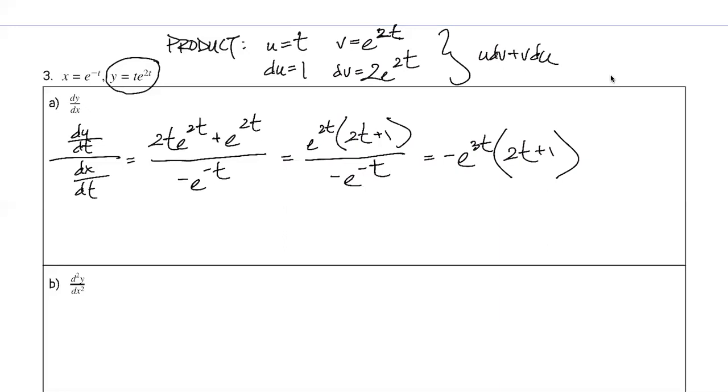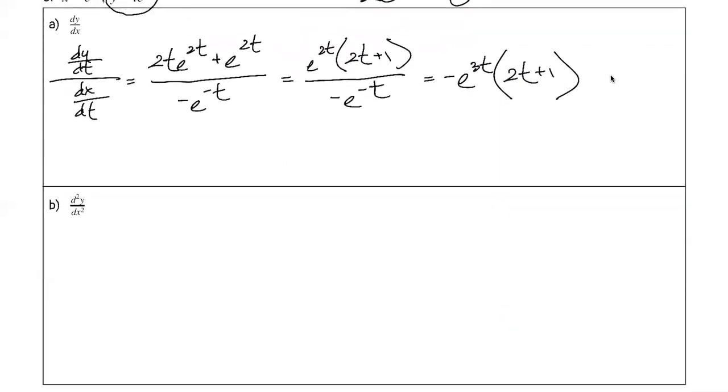Okay, so let's write out the formula for the second derivative. I'm going to need to find the derivative of my answer from part A. Then I need to divide that by my denominator from part A unsimplified.